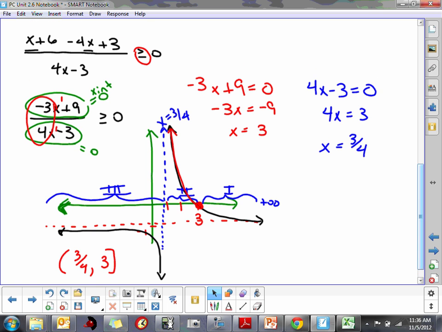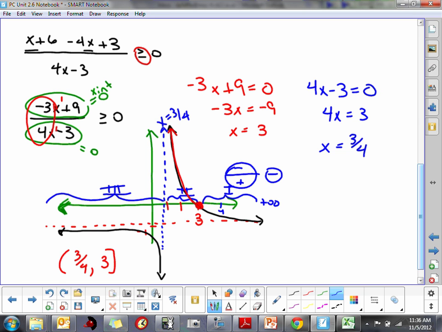complicated problems later. So if I pick a point somewhere out here in region 1 or interval 1, such as a 4, and I plug it in, all I need are the signs. So it's going to be 4 times negative 3, which is negative 12 plus 9. That's going to be a negative number on the top. On the bottom, it's 4 times 4, which is 16, and 16 plus 3 is going to give us a positive, and a negative divided by positive is negative. We don't want negative values, so that's why interval number 1 didn't work.